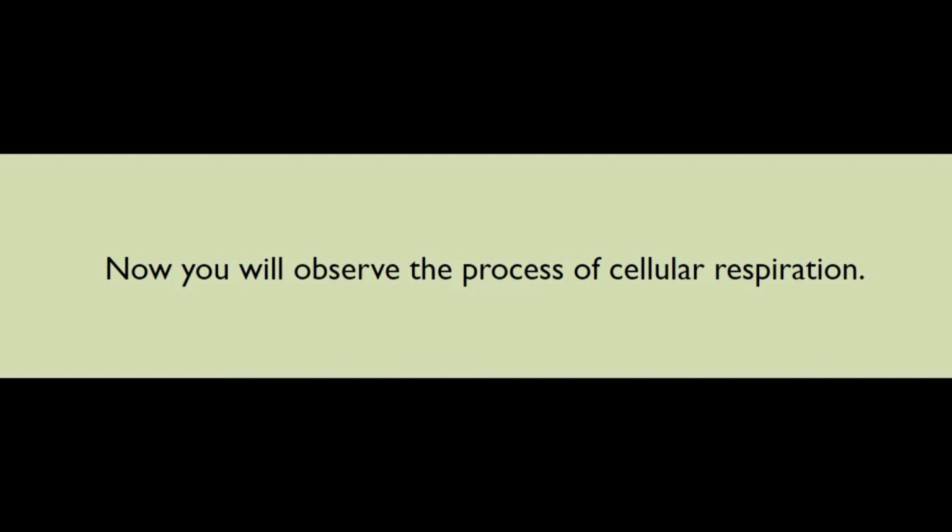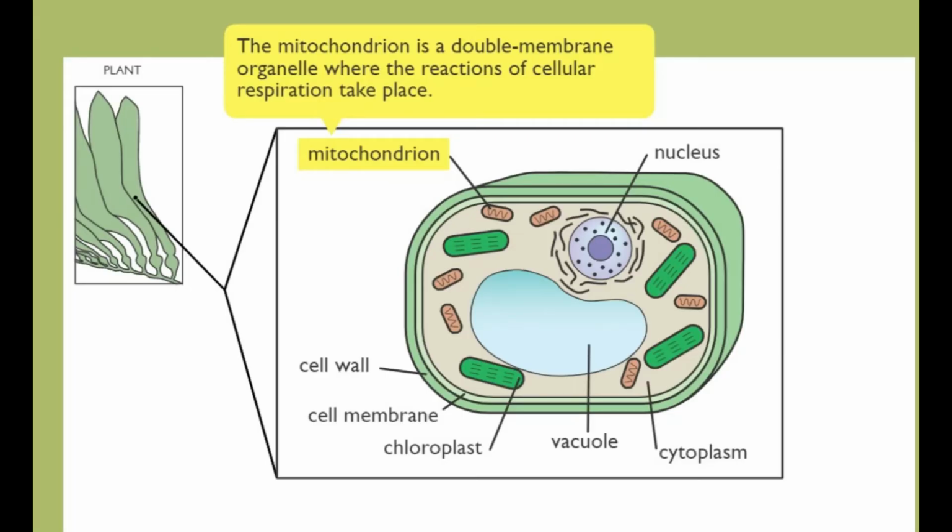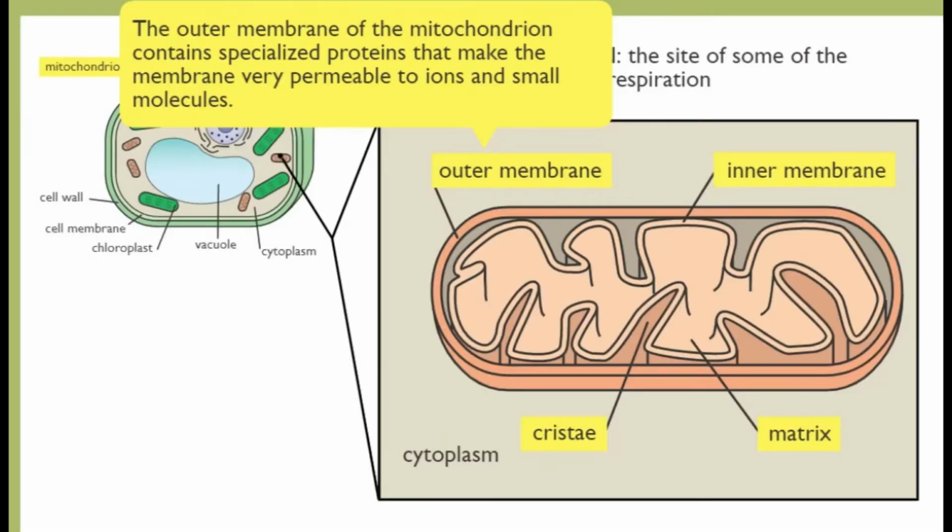cellular respiration in the plant cell. And now, the plant cell, so this is where they go. The mitochondrion, or the little pink circular things, is a double membrane organelle where the reactions of cellular respiration take place. And so now we will look at inside the mitochondrion. So, the mitochondrion is the site of some of the reactions of cellular respiration, which we already talked about.